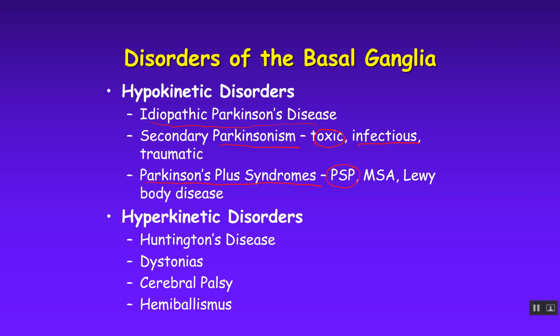That's also part of the symptoms of multi-systems atrophy. MSA is called multi-systems atrophy. It's basal ganglia and autonomic function. It doesn't involve oculomotor function like PSP.